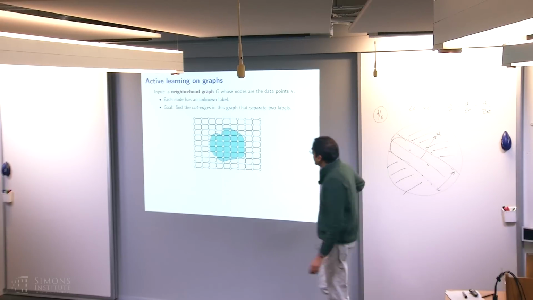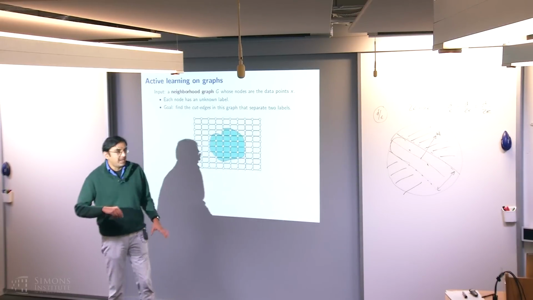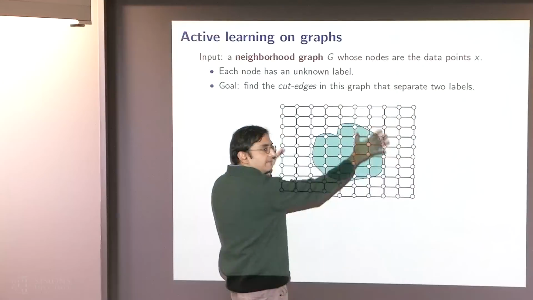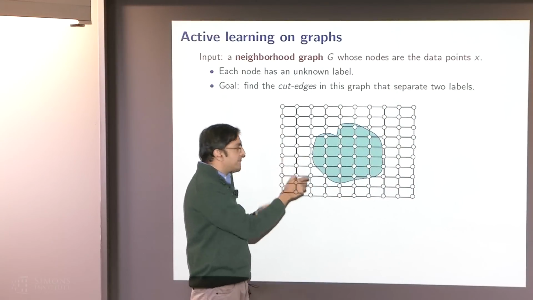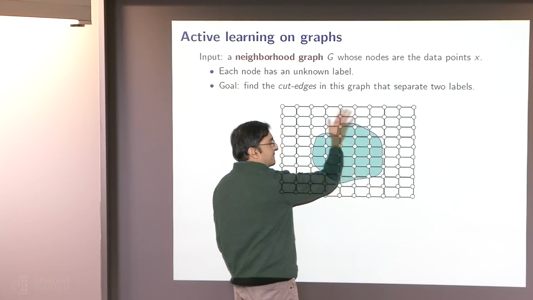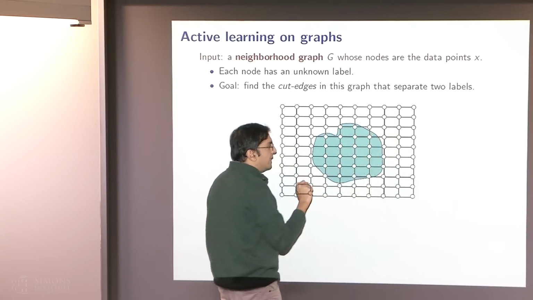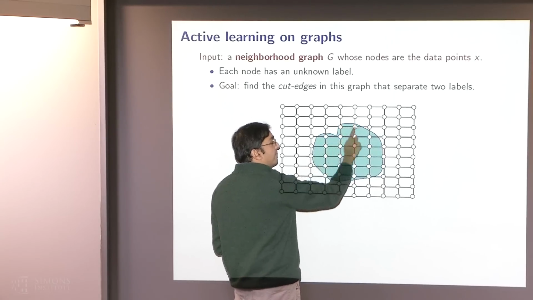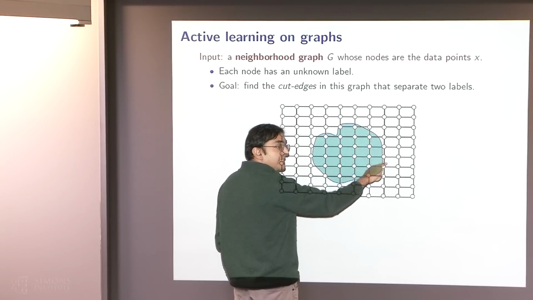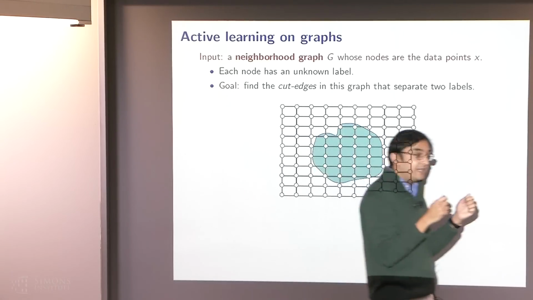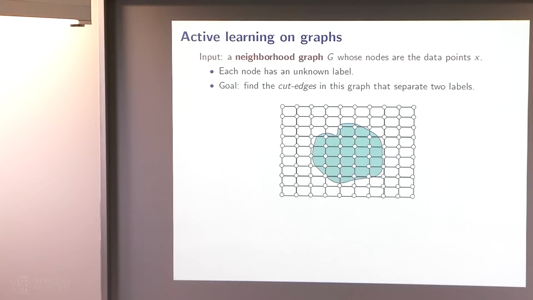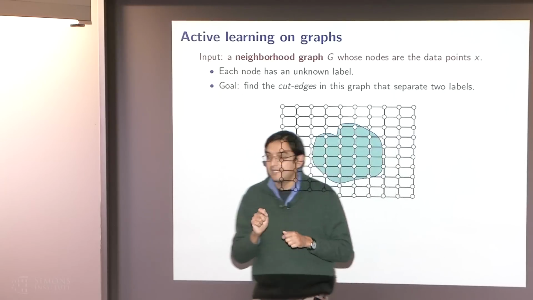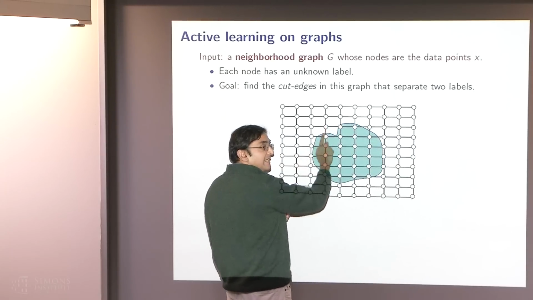So for example, here is a graph-based formulation where you take your endpoints and you build a neighborhood graph on it. Now everything's got a true label, so let's say the stuff here is plus and the stuff outside is minus. Then you can think of the complexity of this problem as being the number of cut edges. And that's what you want to find. If you can find the cut edges, then you find the two components, the plus and the minus. And so you want to ask a few queries that help you identify these cut edges.